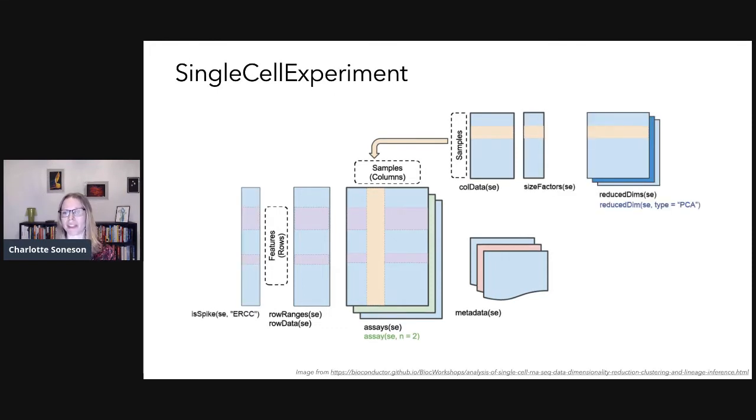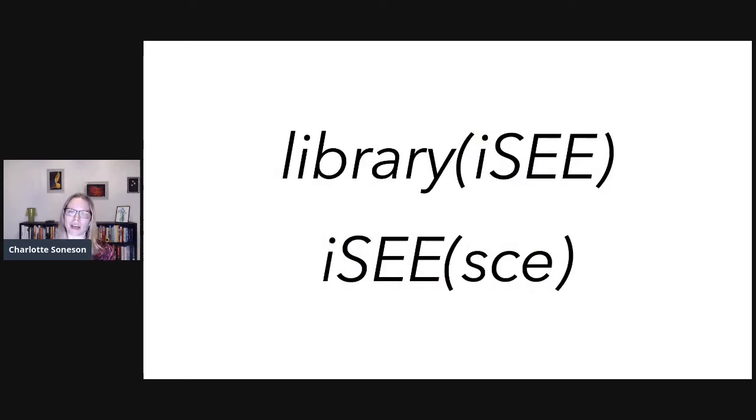So for example, the SingleCellExperiment, where you can also include predefined reduced dimension representations of your data into the object. So let's see what iSEE can do. First of all, it's really easy to get started. If you have a SummarizedExperiment object, these 2 lines of code are really all you need. You need to load the package, and then you need to call the iSEE function with your SummarizedExperiment object.